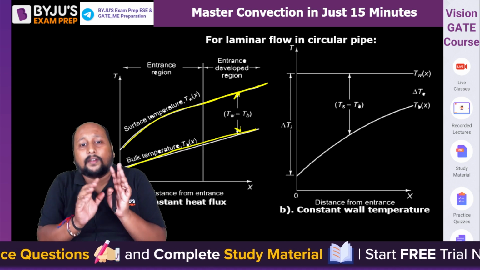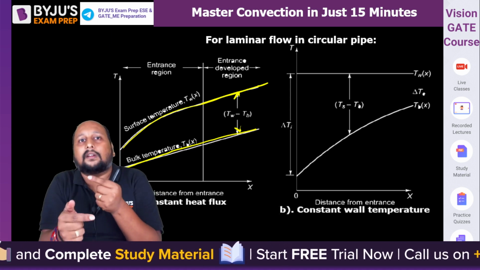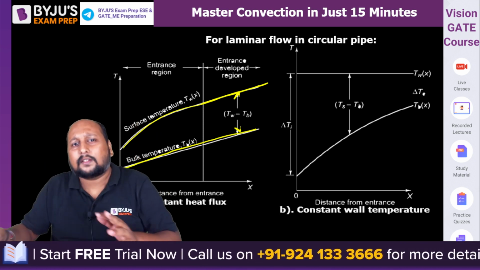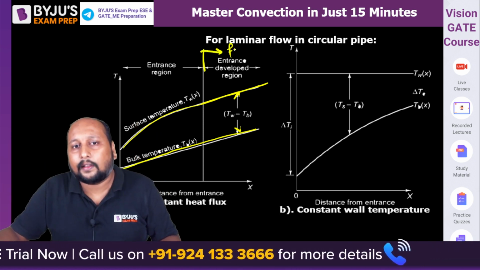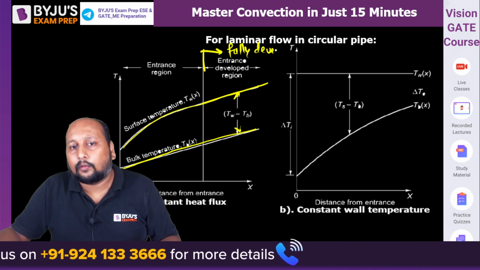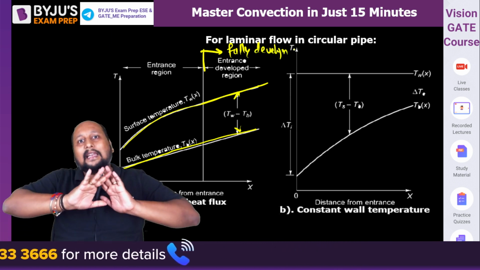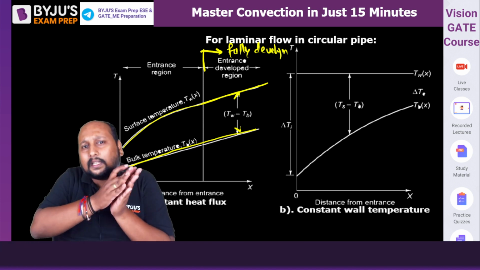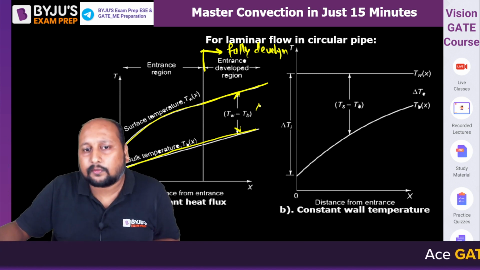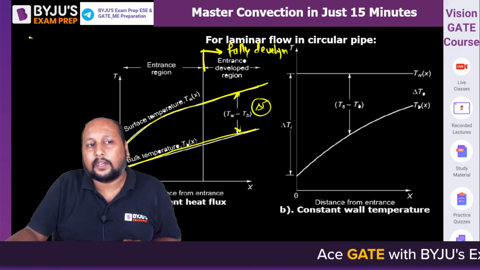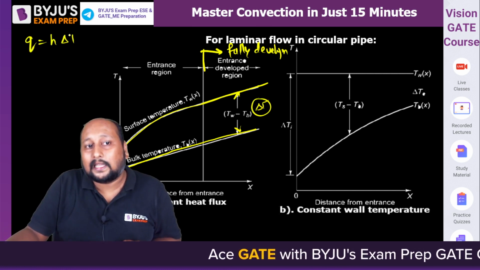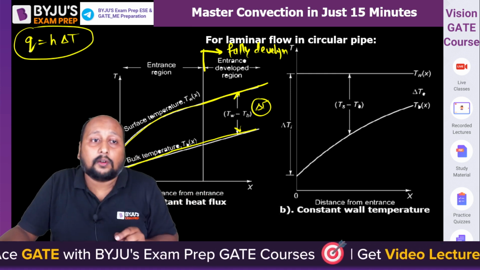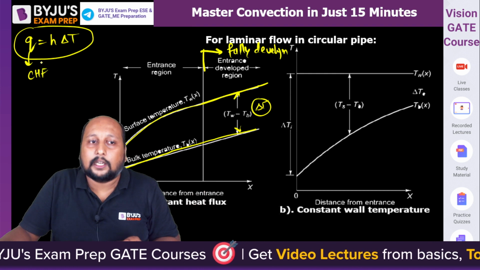The reason for the slight curve is that the starting region is the entrance region, where the boundary layer is not fully developed. All the analysis that we are doing is for the fully developed flow. Beyond that, we're having the fully developed flow. That is the reason we never do the analysis for the entrance region. We always analyze the fully developed flow region, and this temperature difference will be maintained. Because we know that Q is equal to h into delta T, the heat flux is equal to h into delta T. h is constant, so delta T must be constant; then only will we have the constant heat flux condition.